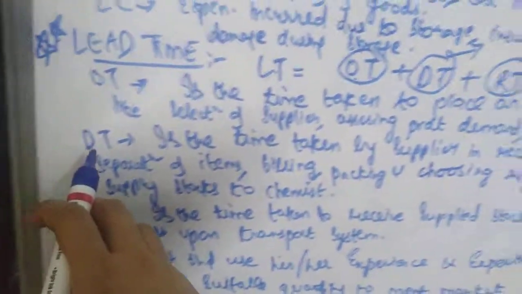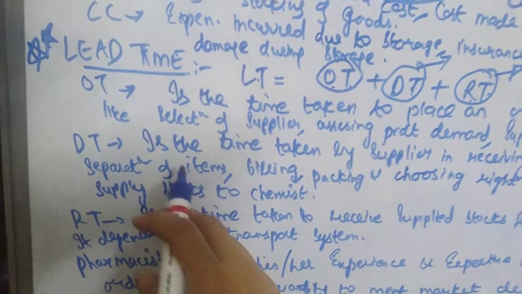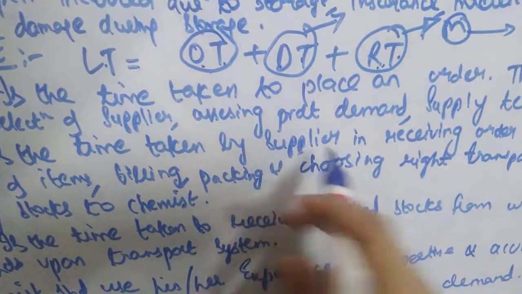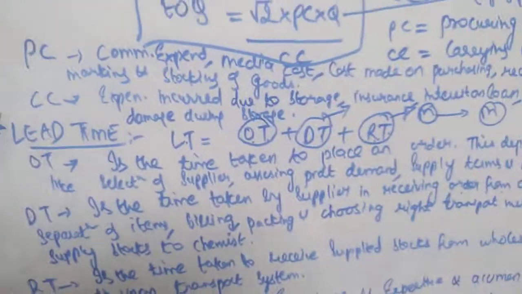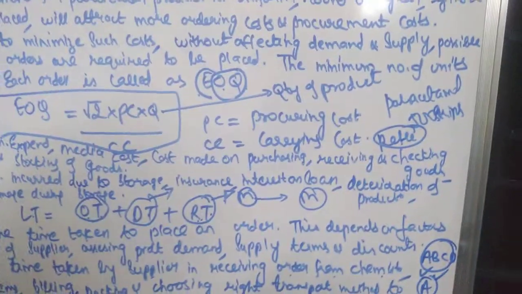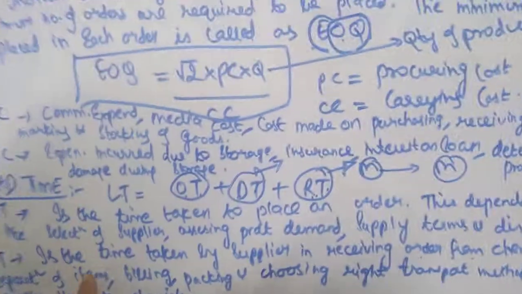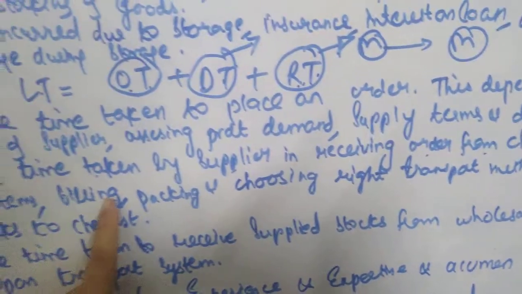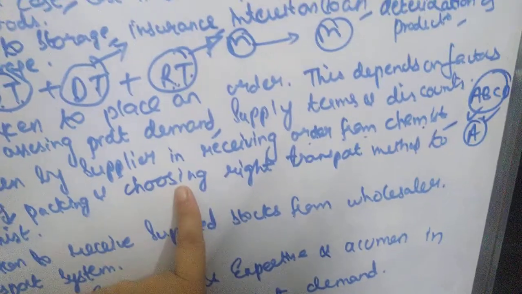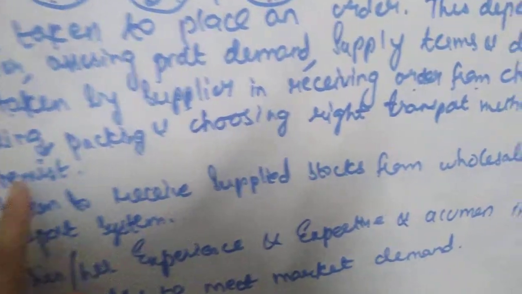Next comes your delivery time. Delivery time is the time taken by the supplier in receiving the order from the chemist. Obviously, the supplier should also purchase from a chemist, right? So it is the time taken by the supplier in receiving the order from the chemist, separation of items, billing, packing and choosing the right transport method to supply the stocks to the chemist.